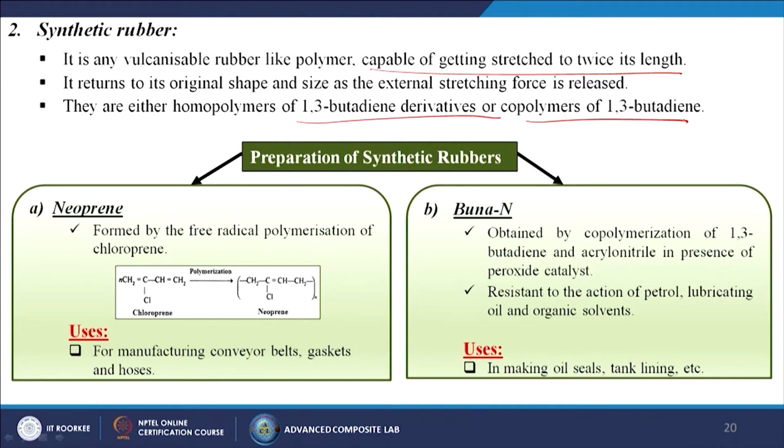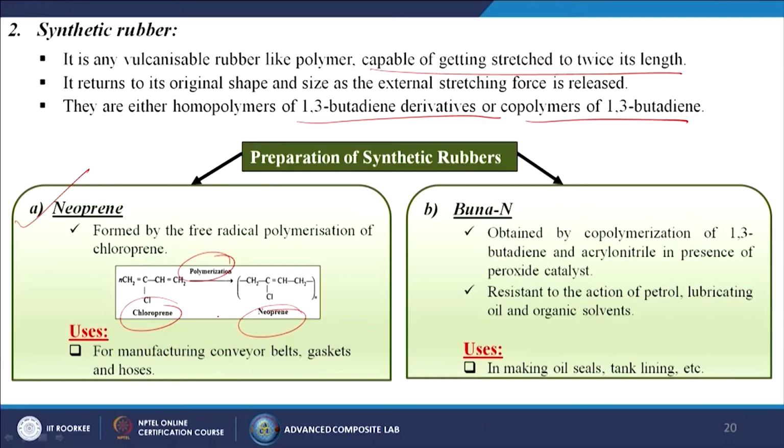There are two types of techniques by which we can prepare these synthetic rubbers. One example is neoprene, formed by the free radical polymerization of chloroprene. We polymerize chloroprene and from that we make neoprene. Neoprene is generally used for conveyor belts, gaskets and hoses.